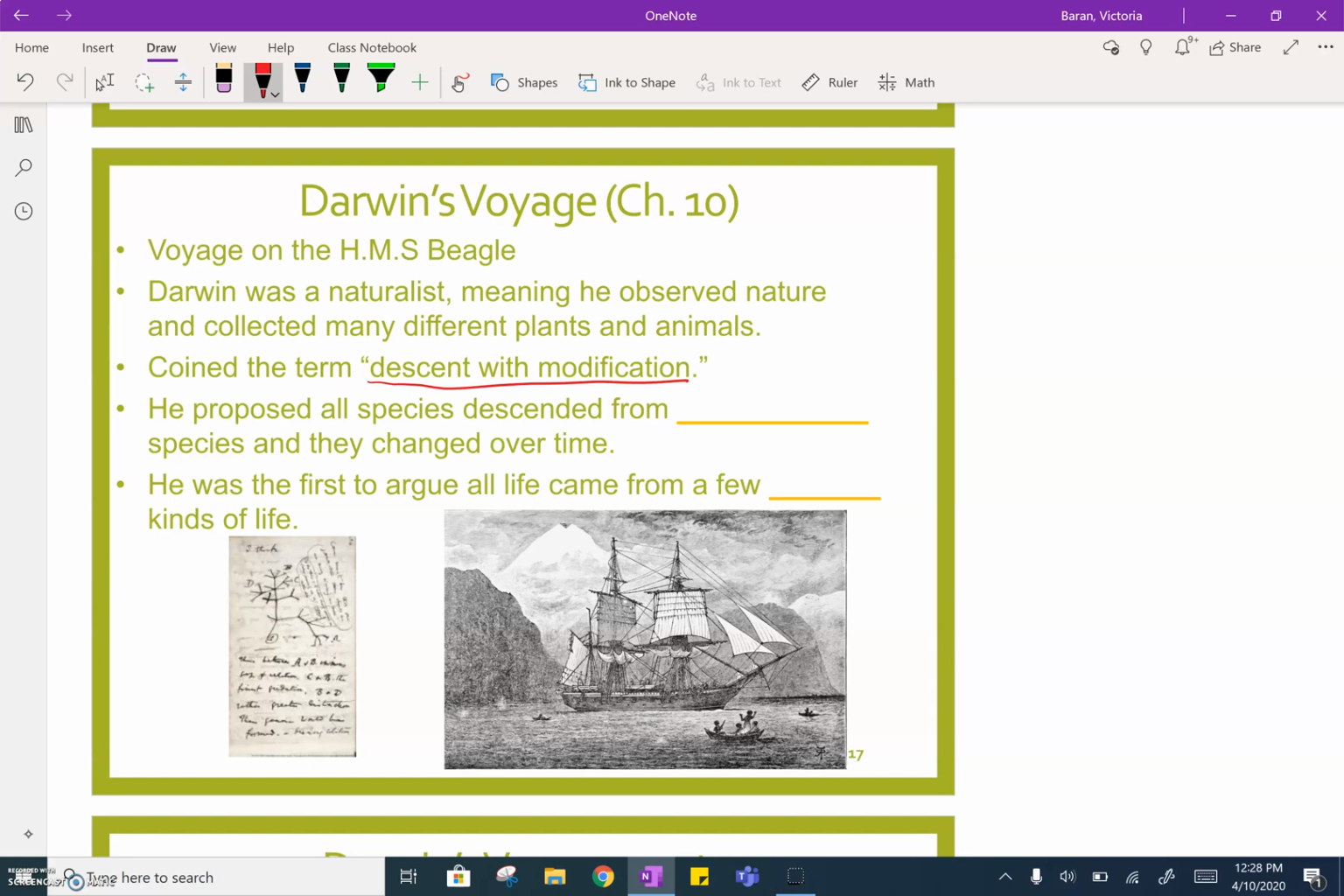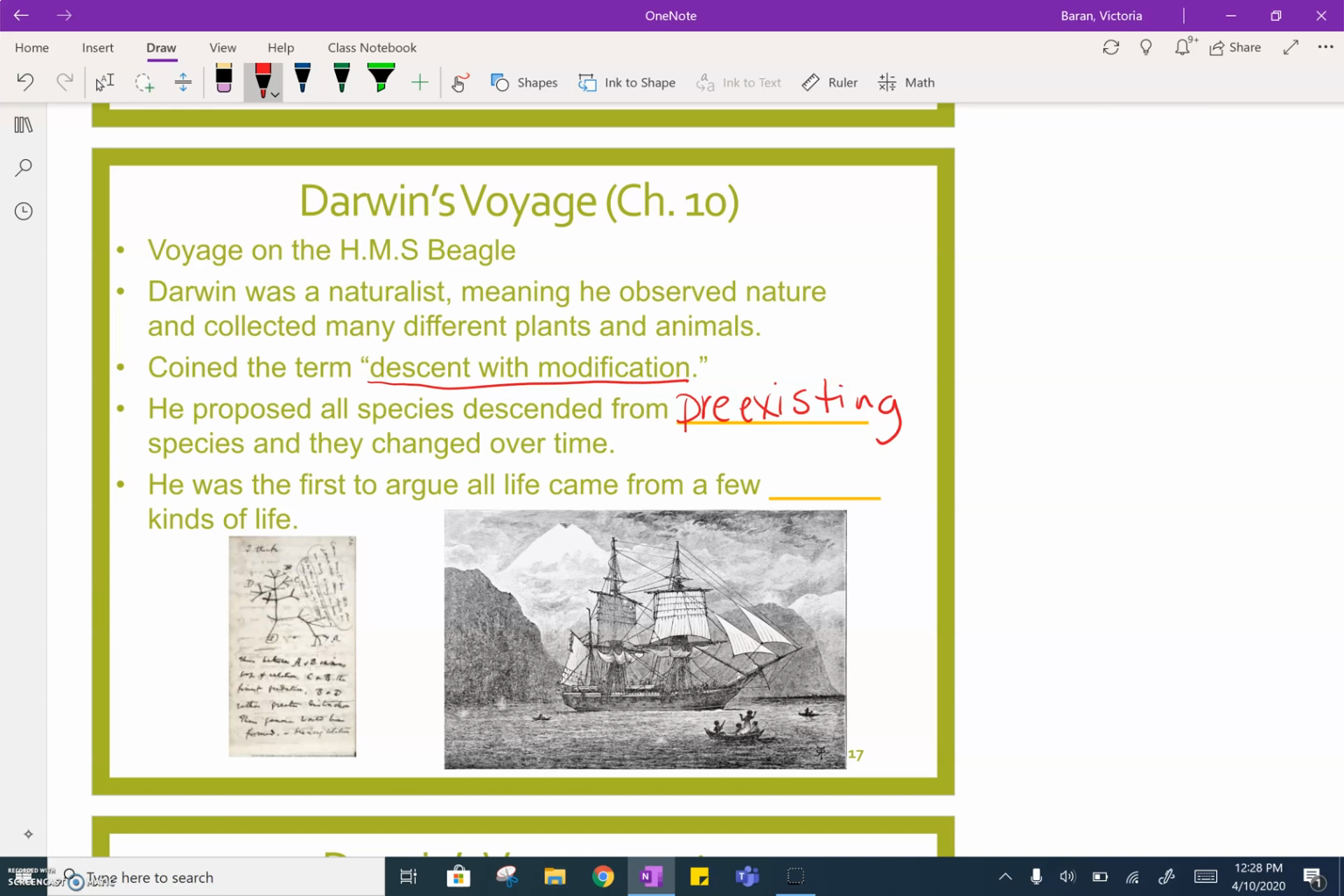He did coin the term evolution, but he only says it maybe one time. He doesn't like to use one word to describe what it was that he was observing. So oftentimes he would say descent with modification, meaning that things are changing over time. He proposed that all species descended from pre-existing species. So they had ancestors and they changed over time.